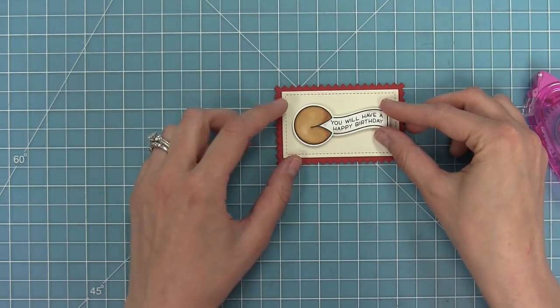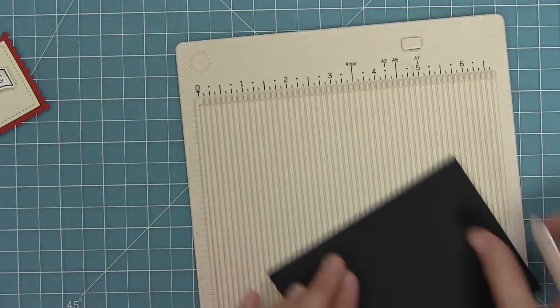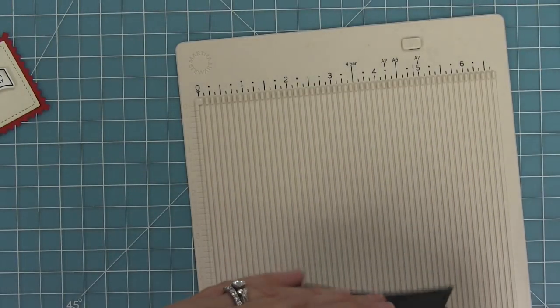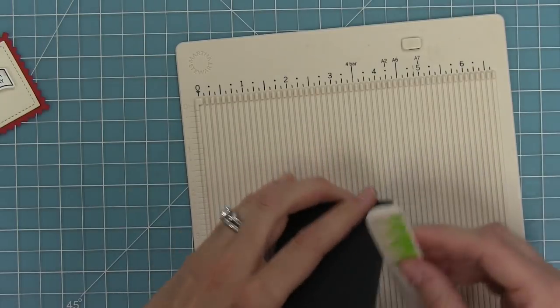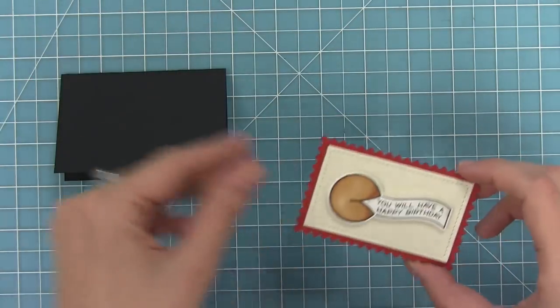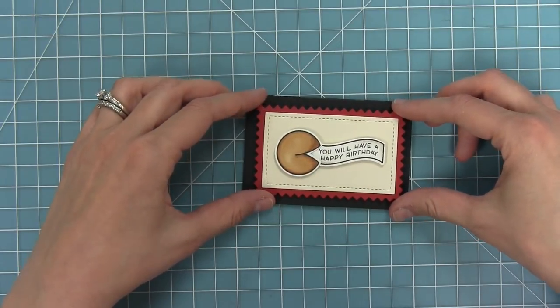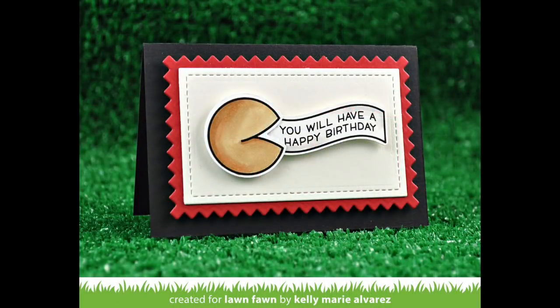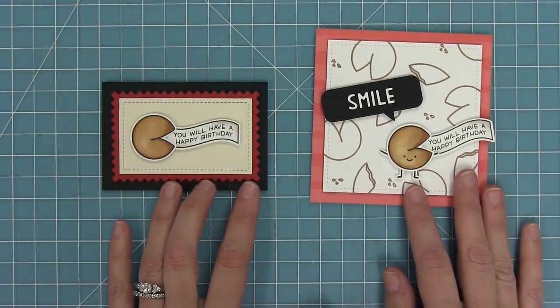Then I'm going to be creating a card base that's 3¾ by 2½ inches out of some black cardstock. So this is just a cute little mini card. And then all I'm going to do is add some foam squares to the back of that panel that we created earlier. And that's it. Super quick, super easy, but really, really adorable. And I really think it would make someone smile. And then here's a look at the two quick and easy cards that we made today using Year 8.